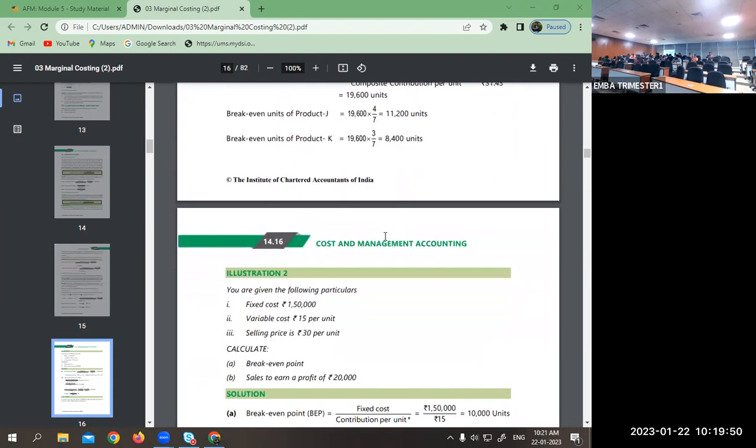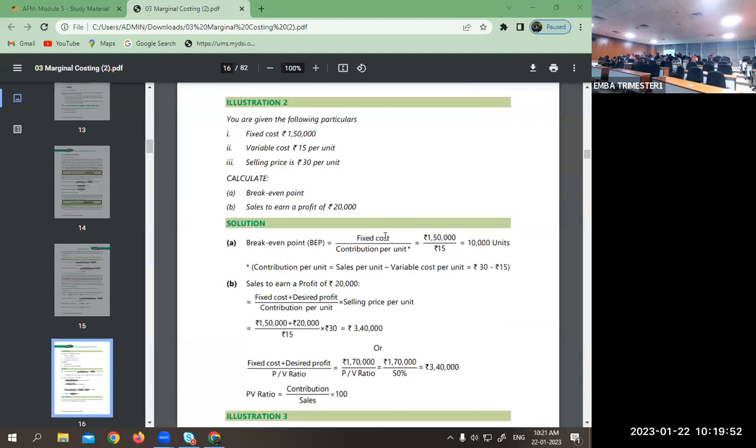Can we take some example now? A small question. Look at this data. Fixed cost is given, variable cost is given, selling price is given. You are asked to calculate the break-even point and also the sales to earn a profit of rupees 20,000. I'll explain that also and we'll do this question.